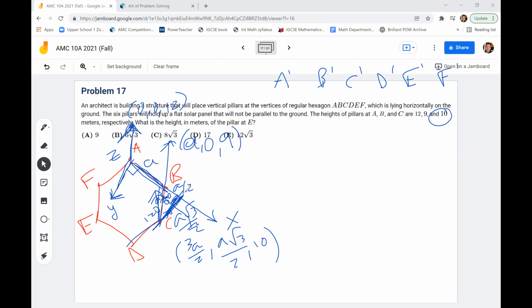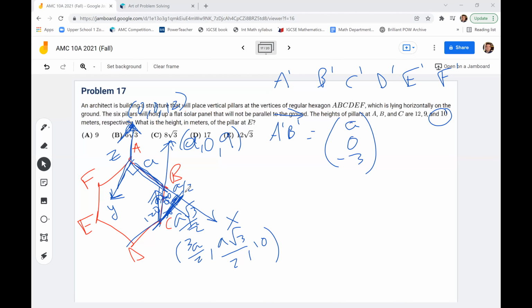So what you can do is use vectors. Let's say I want to find the vector A'B'. Remember, A', B', C' are like the heights of the pillars at each of those given points. So vector A'B' would be (0, 0, -3).